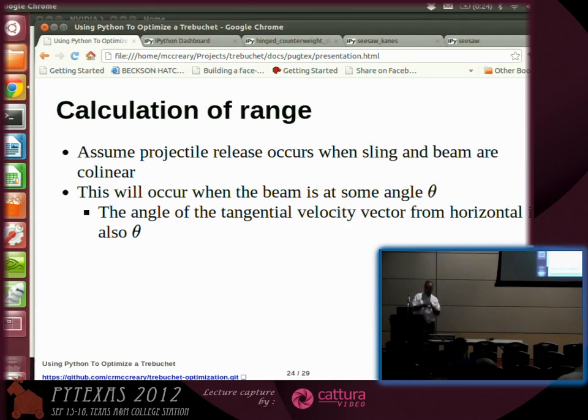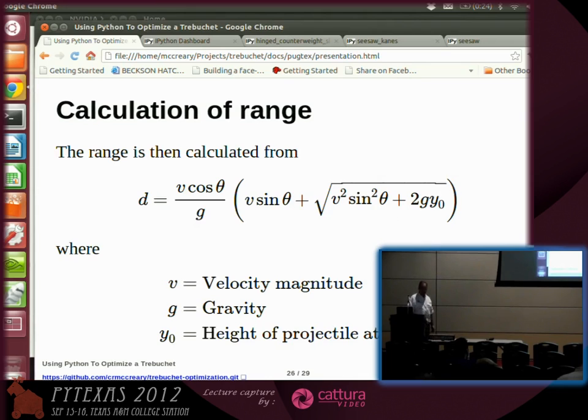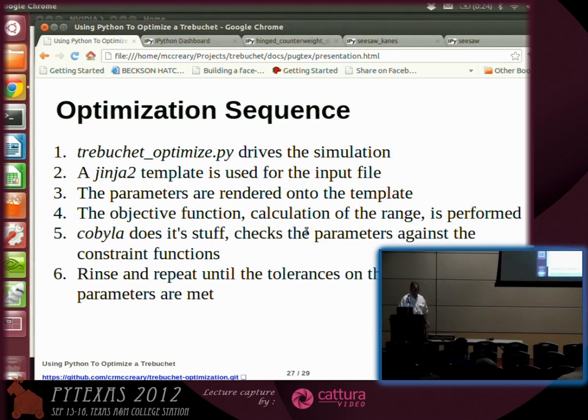Now, I mentioned that you assume the projectile release occurs when the sling and the beam are collinear, approximately. That's approximately true. And this will occur at some angle theta from the horizontal. The tangential velocity vector from horizontal is also this theta. It works out to be the same. And so what do we have? From your Physics 101 course, we have projectile motion that a high school physics student can solve, which is this equation for your range.